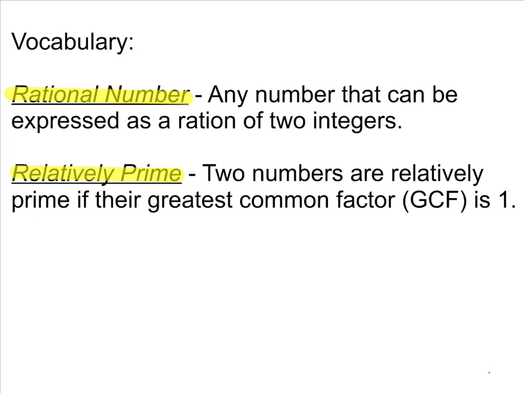Alright, our vocabulary words for today are rational number and relatively prime. A rational number is any number that can be expressed as a ratio of two integers. That should be ratio, not ration. So whenever you guys are copying that down, you can go ahead and get rid of that n. Should be ratio. And relatively prime are two numbers that are relatively prime if their greatest common factor, their GCF, is 1.